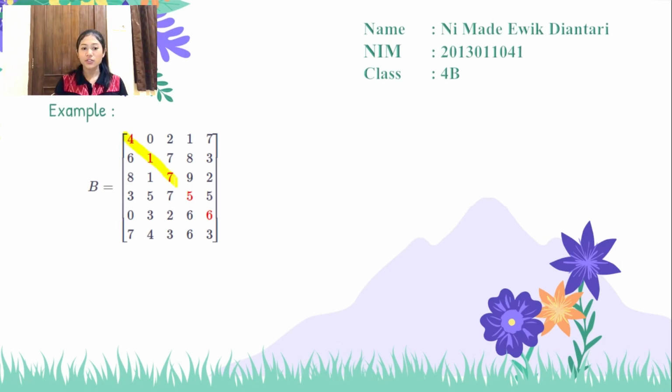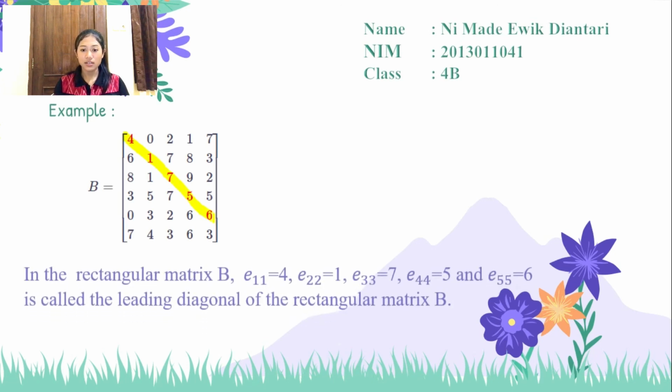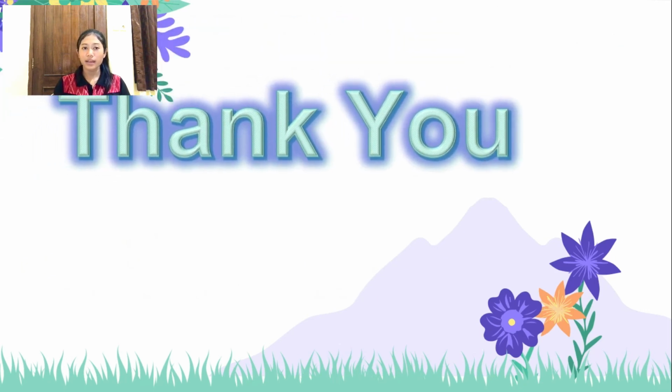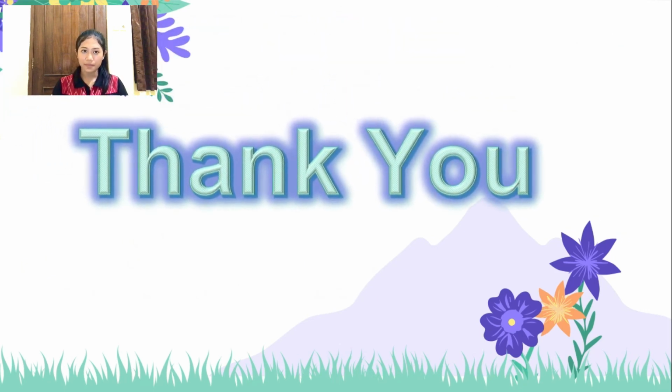Therefore, the straight path that connects these entries or elements diagonally is called the leading diagonal of the rectangular matrix B. Okay, that's my explanation about the components of a matrix.